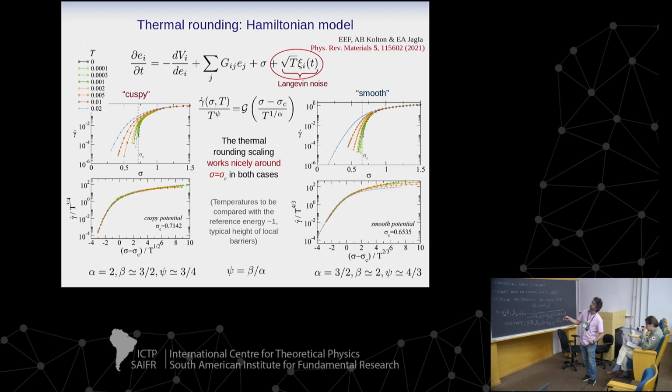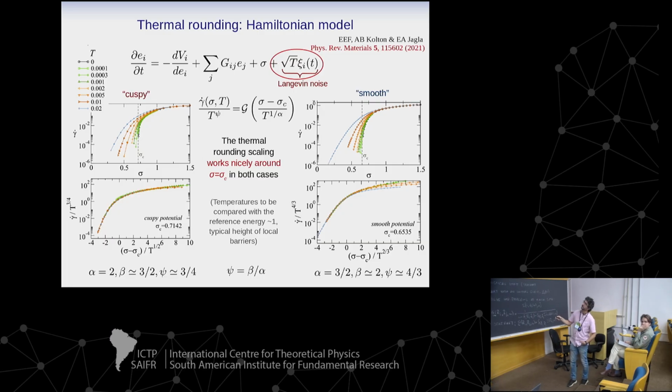And then we will propose this and try to test it. First we test it in the Hamiltonian model, where we added the temperature with the Langevin term. So this is a proposed scaling. These are curves for different temperatures. This is sigma C when temperature is 0, and then different temperatures, as I showed you pictorially in the previous slide, have different curves like that. And when you propose this scaling law, curves collapse very nicely into only one master curve. Here we are in the Cusp potential, alpha is 2, beta is 3/2, then phi is 3/4, and these are the numerical values we have used there. The same for the smooth potential, so I can jump.